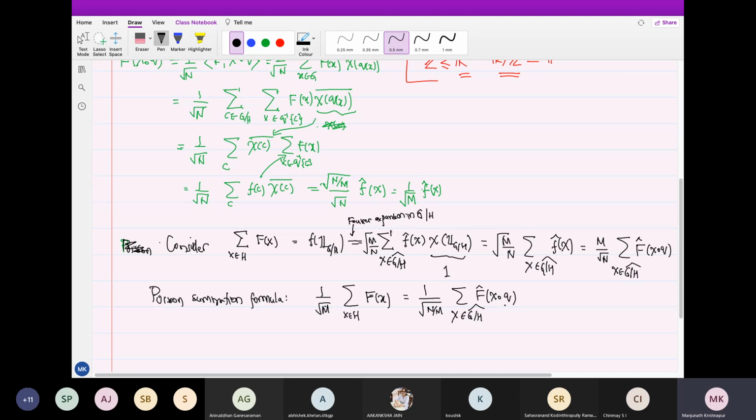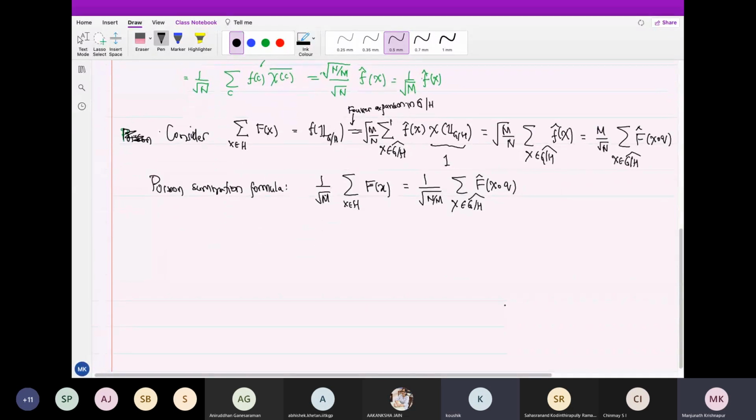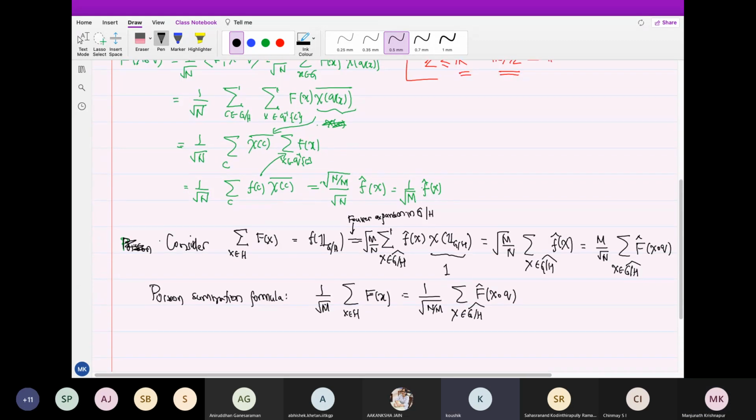Okay. So this is the Poisson summation formula, right? As written, it may not convey much. It's an amazing formula. Any questions? I think the n by m on the right hand side, you're dividing by square root m, right? Okay. Correct. I have just written it as 1 by the square root of the size.